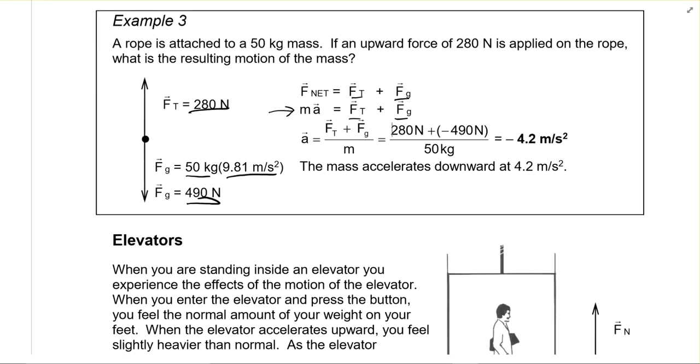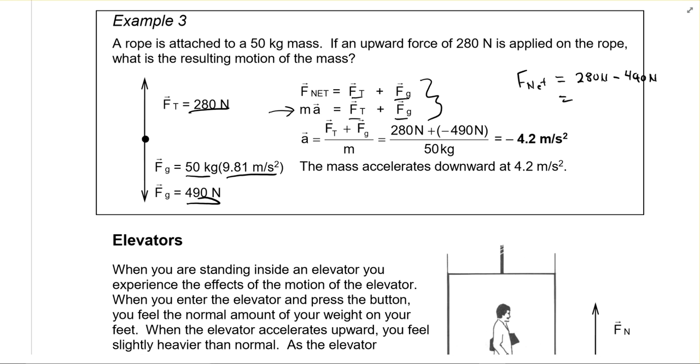Depending on how you want to do it, this is more the algebraic way, the entire one. But if you wanted to on this one, you could have also figured out what the net force was equal to here. So you could say F net is going to be equal to 280 newtons minus 490 newtons.